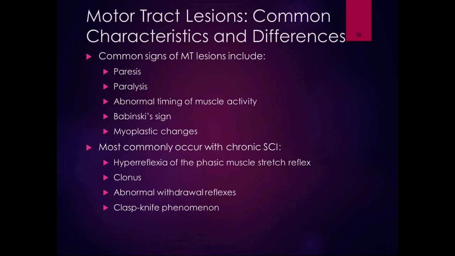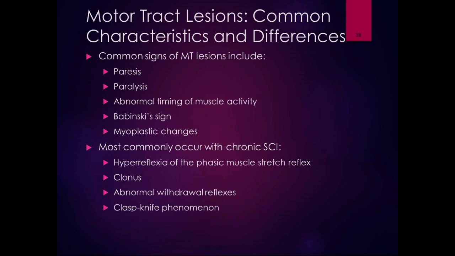So there are several common signs of motor tract lesions, including paresis and/or paralysis, abnormal timing of muscle activity, Babinski's sign, and myoplastic changes in muscles, meaning contractures and that sort of thing. The ones that most commonly occur with chronic spinal cord injury are hyperreflexia of the phasic muscle stretch reflex, clonus, abnormal withdrawal reflexes, and clasp knife phenomenon.